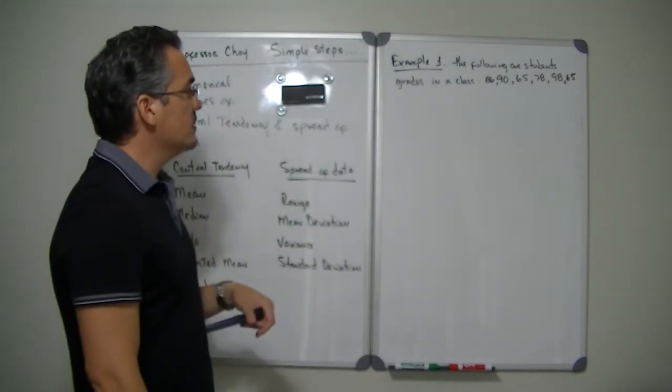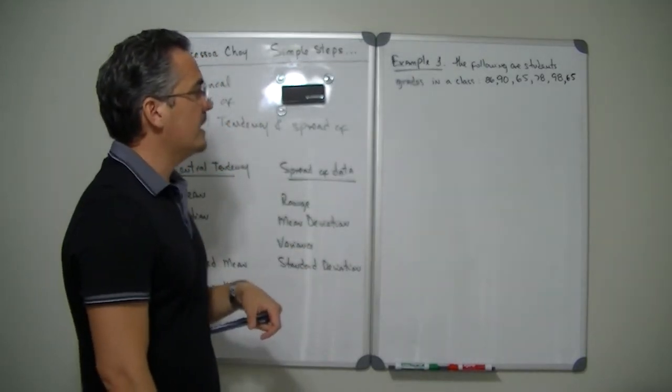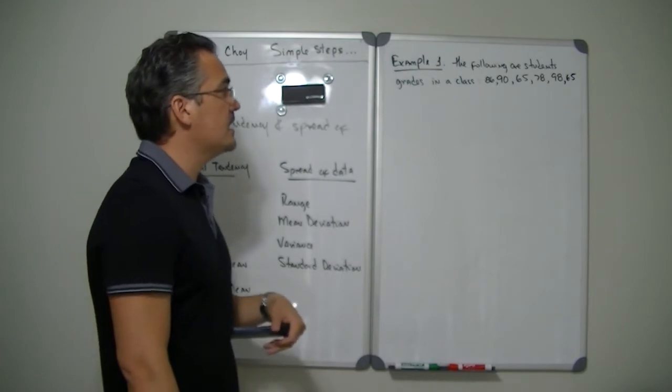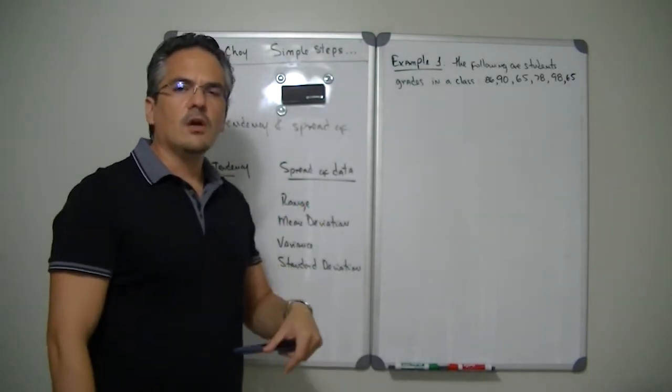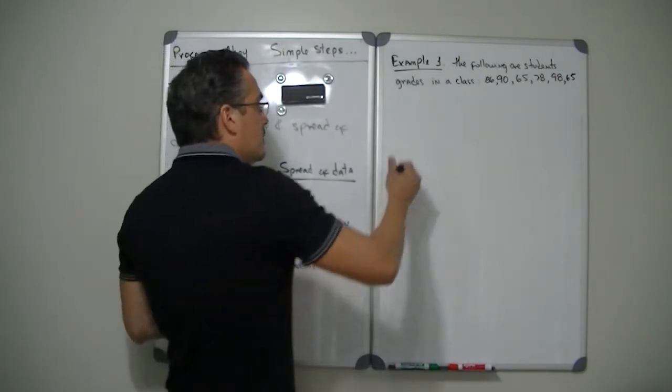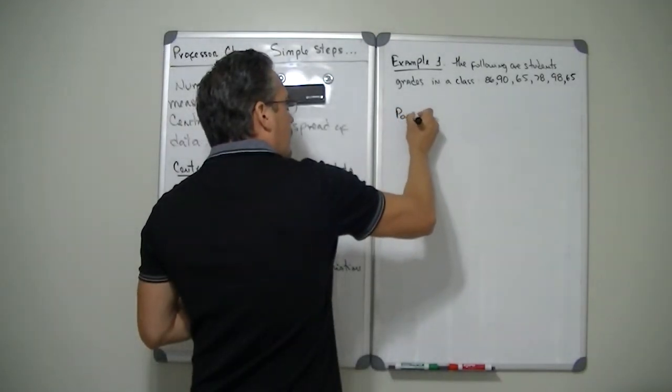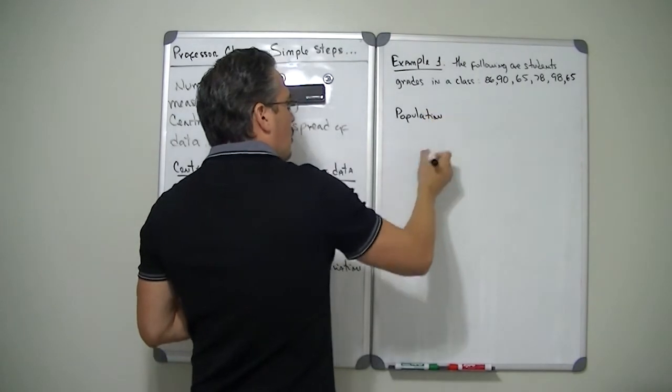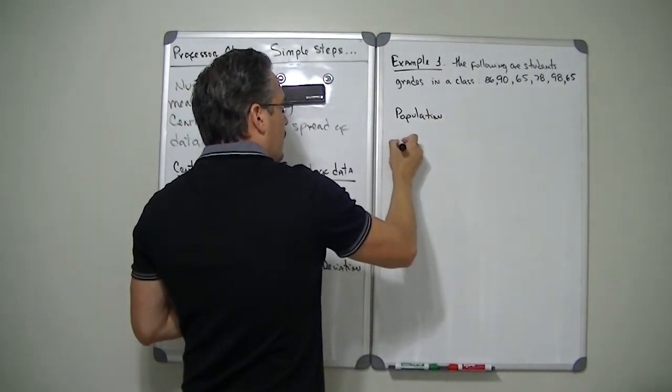The following are students' grades in a particular class. So we've got 86, 90, 65, 78, 98, and 65. Now, when you're calculating a lot of these, you're going to be using formulas. You're going to get a formula for a population, or you're going to get a formula for a sample.